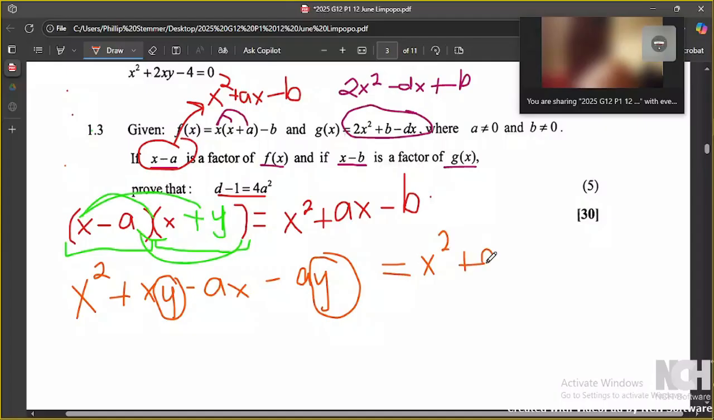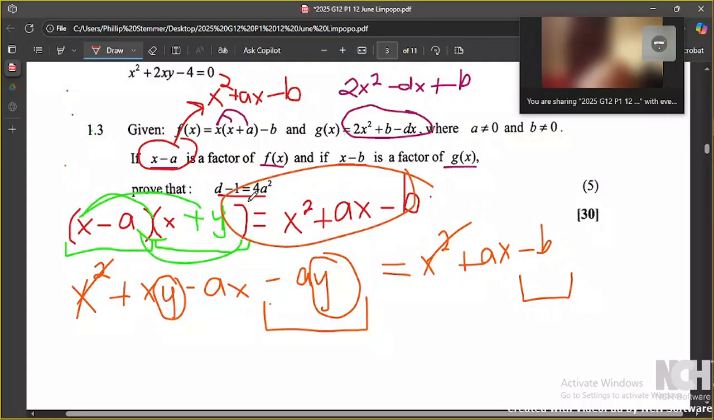Plus ax minus, and then the x squared cancels out. Then this thing here cancels with that. The remaining term, ay, is the same as b. The left-hand side is equal to the right-hand side.